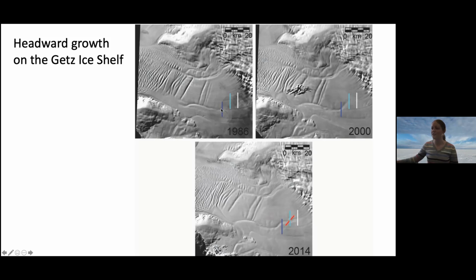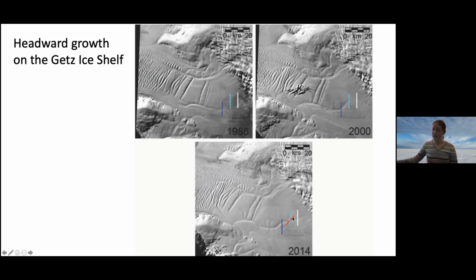But I want you to focus in on this channel right here. In 1986, in this image, that blue line marks the head of the channel, where we can really first see that channel upstream. By 2000, that channel had grown upstream to this cyan line. And then by 2014, it was up here on this white line. We haven't seen a whole lot of change since then. But over that time period, that was about 20 kilometers of channel growth upstream. So not a subtle change. This was extending very rapidly upstream during that time.